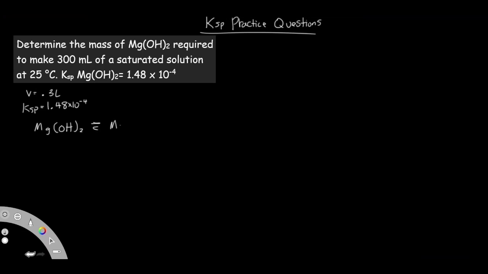Well, obviously we know that Mg is going to have a charge of +2, and we know that hydroxide has a charge of -1. In order to balance this out, we've got to put a 2 over here, and now we are good.